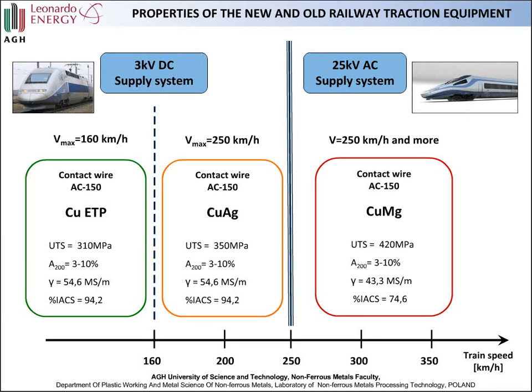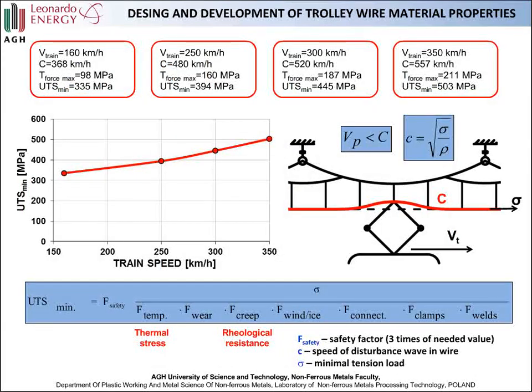So, we said that with the increase of train speed, we need to have higher mechanical properties as well. This dependency comes directly from the physical phenomena present during the sliding contact of pantograph and contact wire. During the locomotive ride, the pantograph interacts with the contact wire and creates a mechanical disturbance wave, which travels ahead of the train. This disturbance was marked on the scheme with capital letter C.